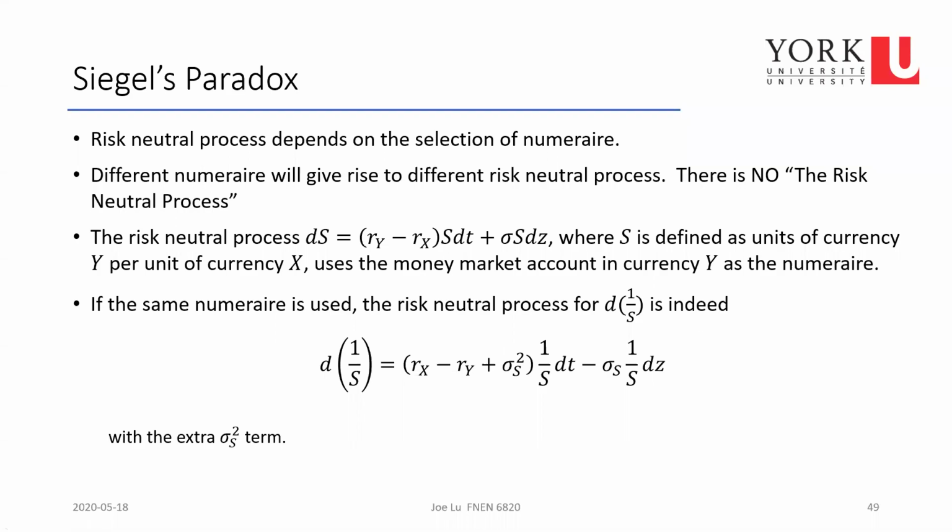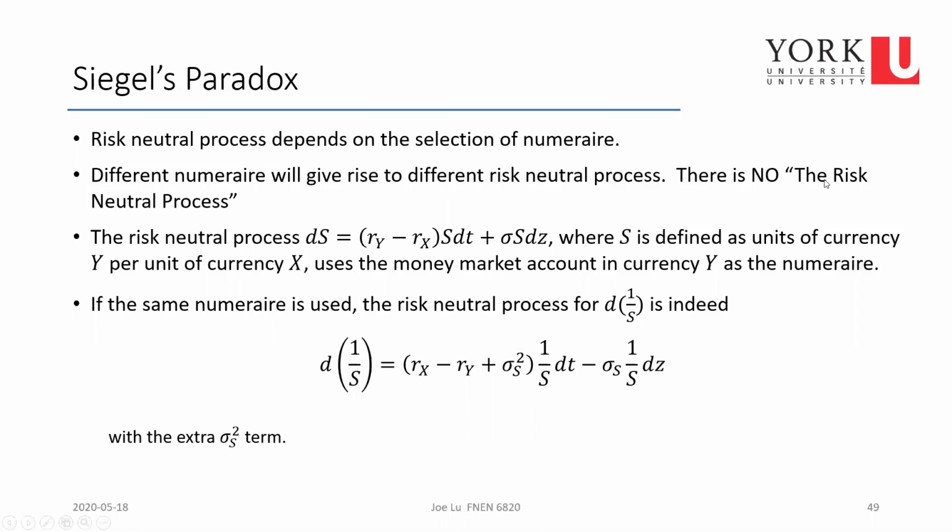Now we have looked at the quantum adjustment. It gives us a way to resolve this paradox here. So in the paradox, we're talking about the risk-neutral process like this. And when we convert it to 1 over s, and we look at the process, there's an extra term here. Now, the key to resolve the paradox is that we don't have just one risk-neutral process.